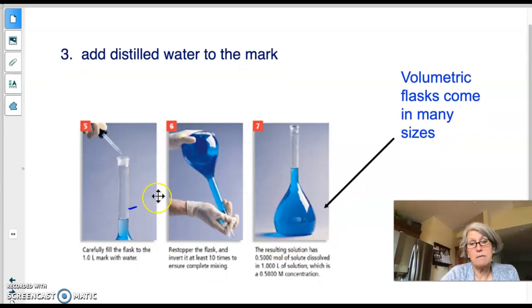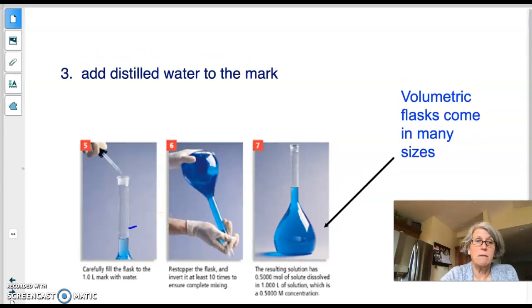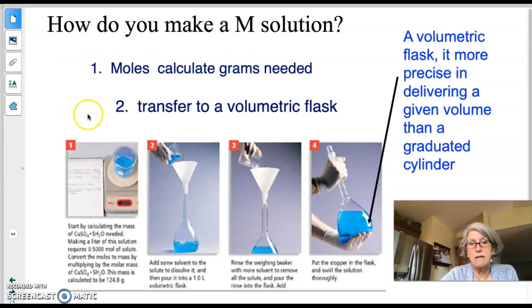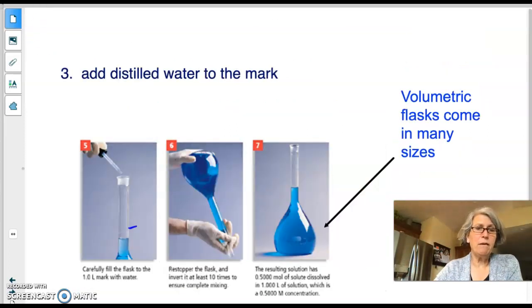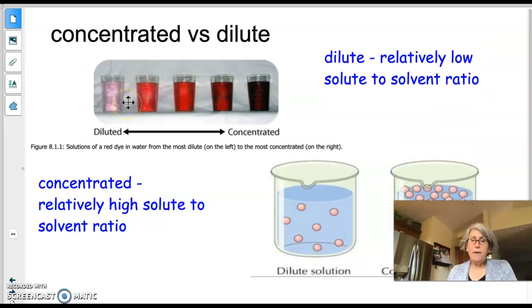And that's a simple way that you just, basically what you're going to do is you take a salt from the storeroom, you measure out how many moles, and then you would put that in here, add enough water for it to be a liter, and you would have a liter of solution, and you would have a known molarity. Okay? All right, that gets us to talking about concentrated versus dilute.